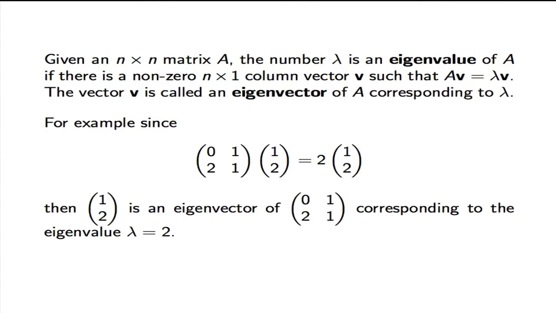For example, it can be checked that this matrix times this vector is equal to twice the same vector. So this vector is an eigenvector of the matrix corresponding to the eigenvalue lambda equals 2.